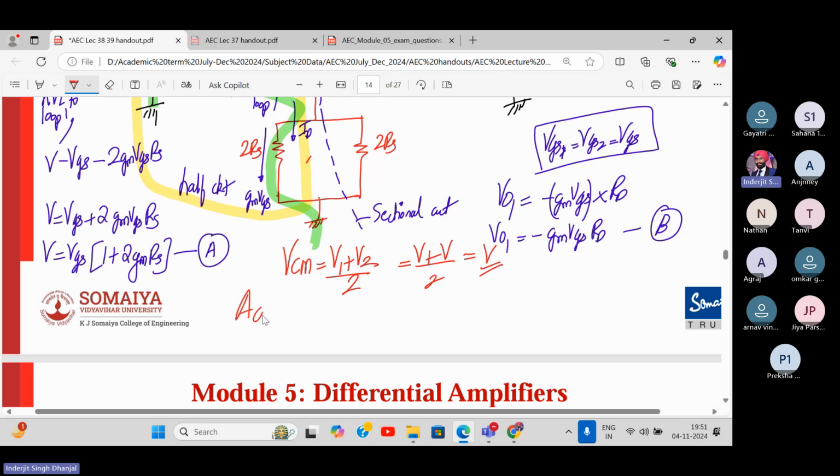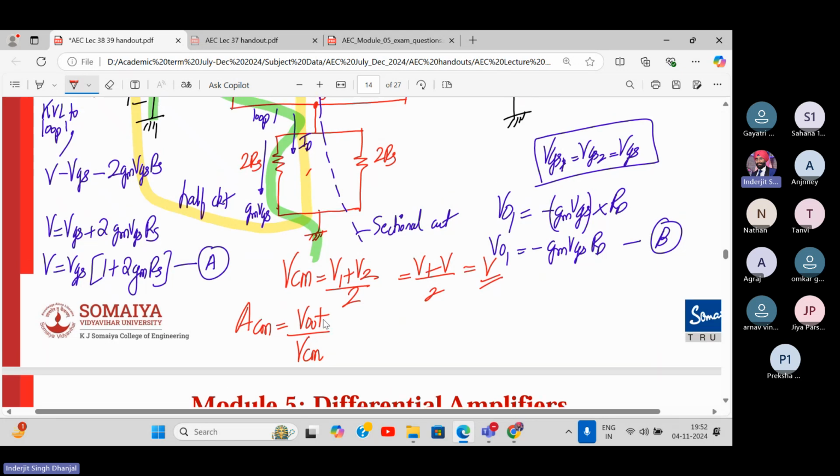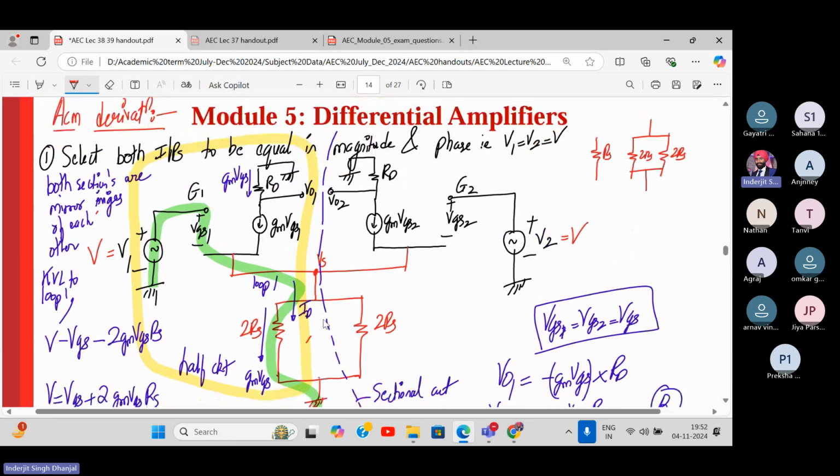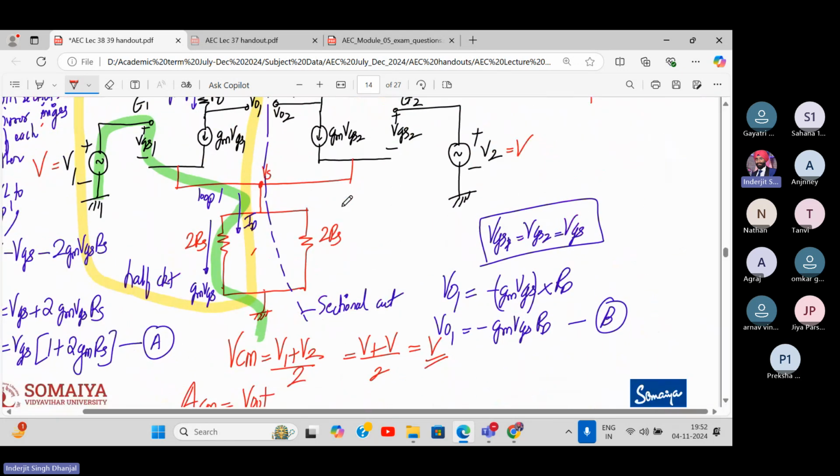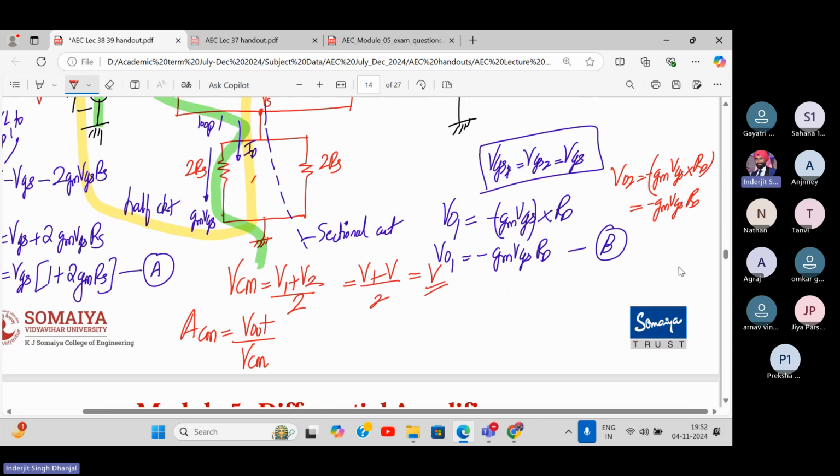So what will be ACM now? It's output V out upon VCM. Yes or no? So now VO2 will also be the same, right? VO2 will be minus GM VGS into RD. It's one and the same only, right? So VO1 and VO2 are same. That's why we consider only V out directly.